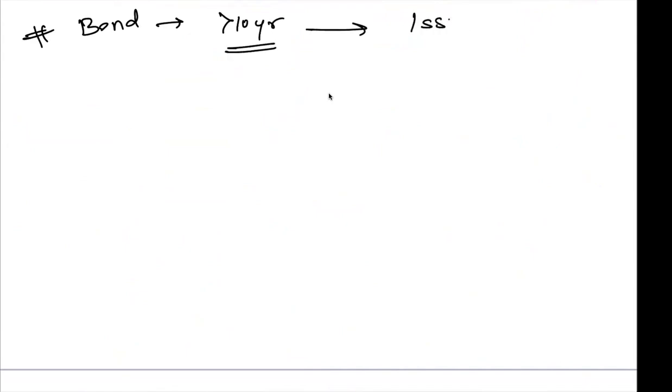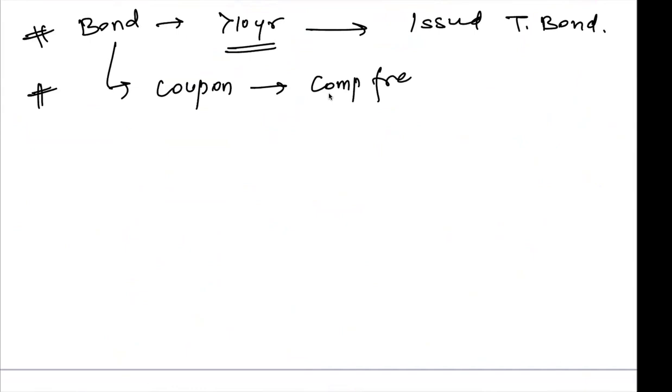As I said, what is a bond? Let's summarize. If the government wants money for more than 10 years, they'll issue a treasury bond. Then of course this treasury bond pays you coupon based on the compounding frequency, and then it pays you principal at the end.